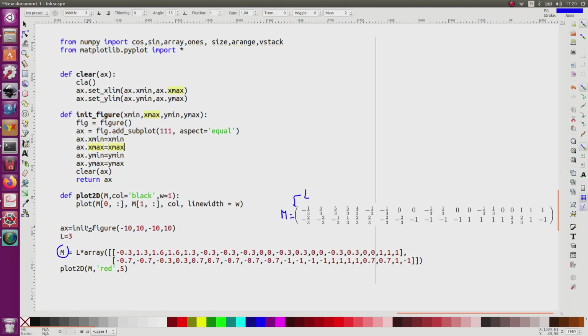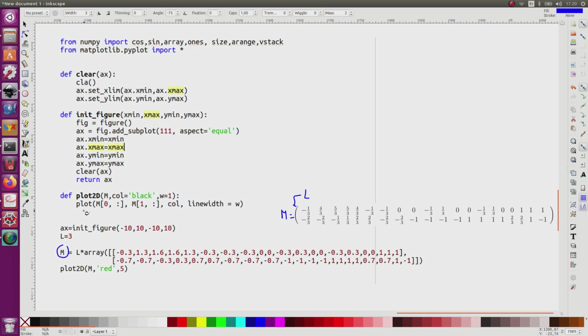I made a small function for the initialization, which I always use in this course. I create the figure, I define the xmin, xmax, ymin, ymax for the scale, and I clear the picture. The clear is done by cla, which clears, and I also fix the limits of the two axes.